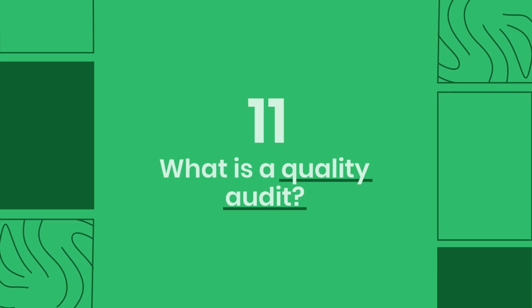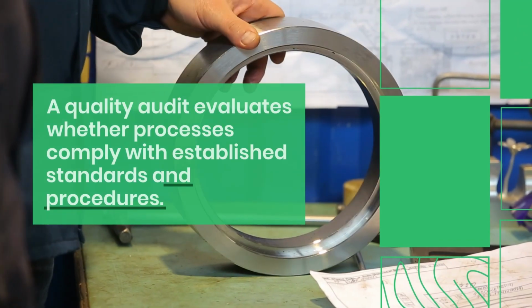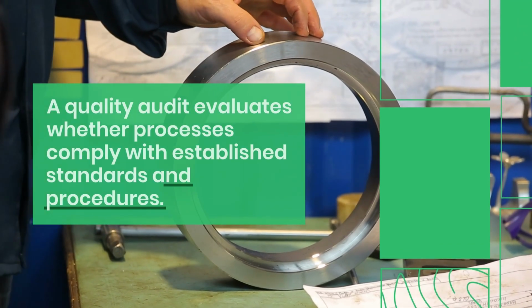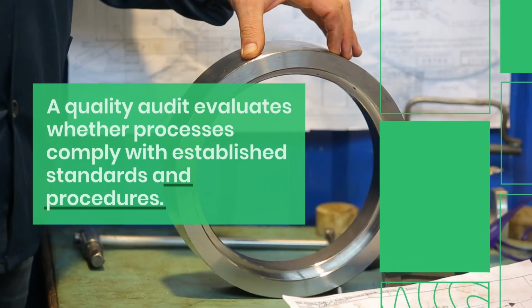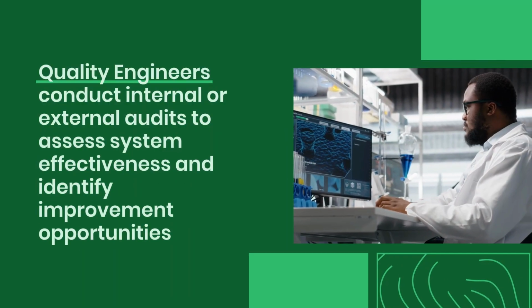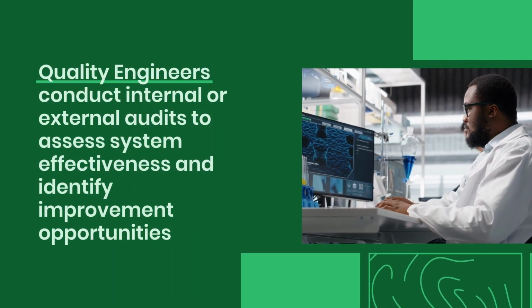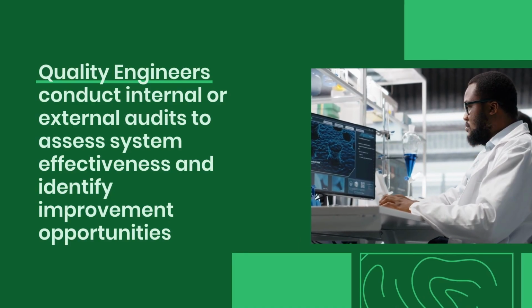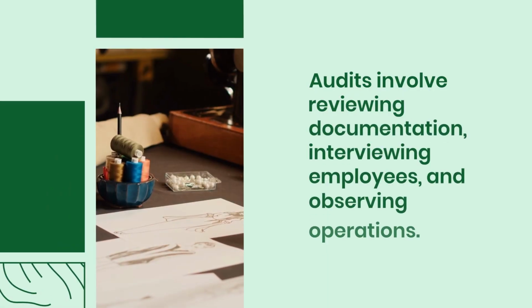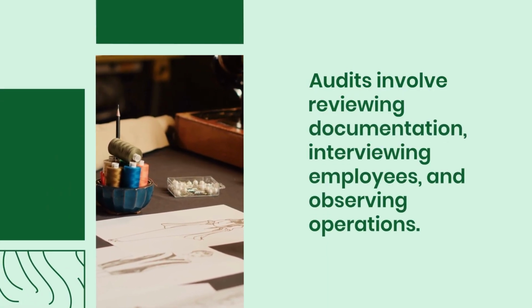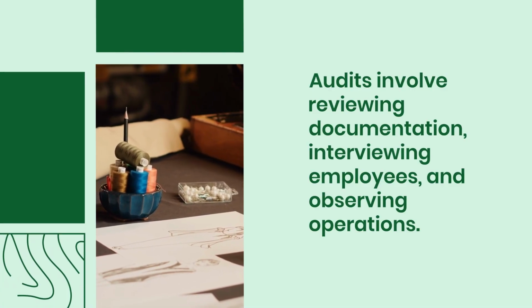11. What is a quality audit? A quality audit evaluates whether processes comply with established standards and procedures. Quality engineers conduct internal or external audits to assess system effectiveness and identify improvement opportunities. Audits involve reviewing documentation, interviewing employees, and observing operations.